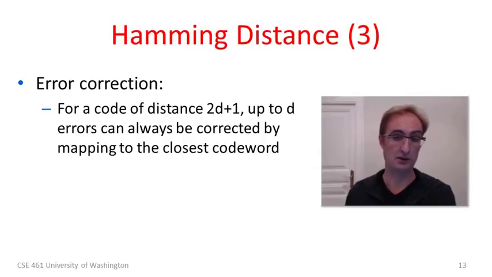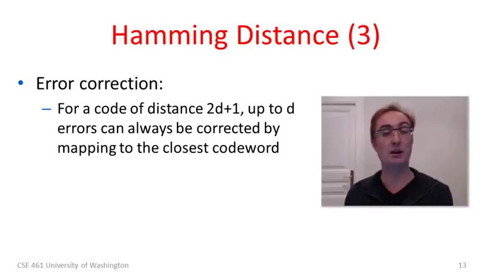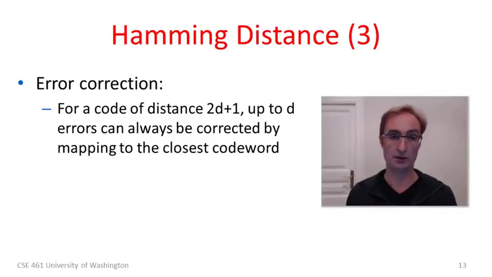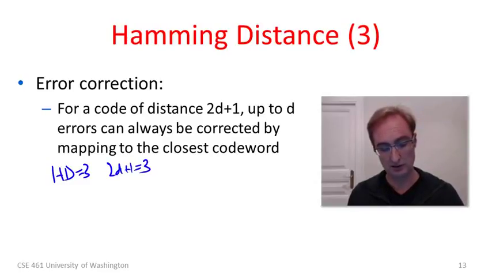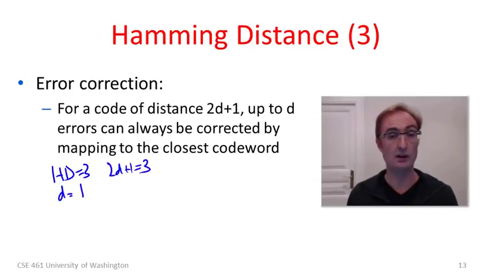Here is another of Hamming's results, and this is for error correction. The result here is that if I have a code of distance 2D plus 1, then up to D errors can be corrected by mapping them to the closest code word. If we assume that there are few enough errors, then that can be done. Let's give an example again. Here we have the Hamming distance is 3 for the code, so 2D plus 1 is equal to 3. D is equal to, you guessed it, 1. This means we should be able to correct up to 1 error unambiguously with our triple repetition code.